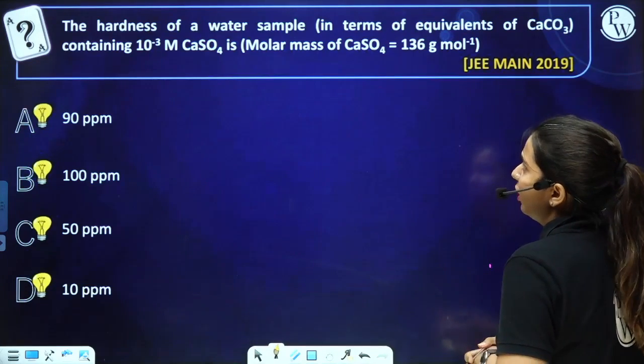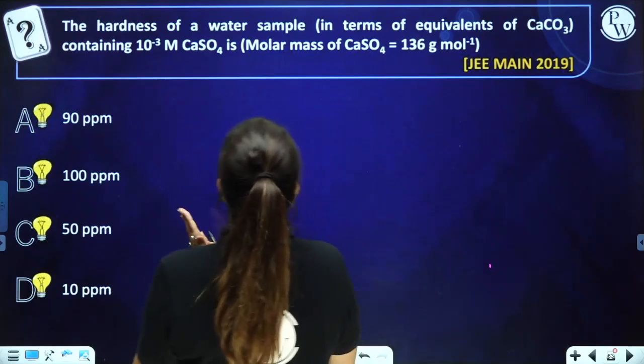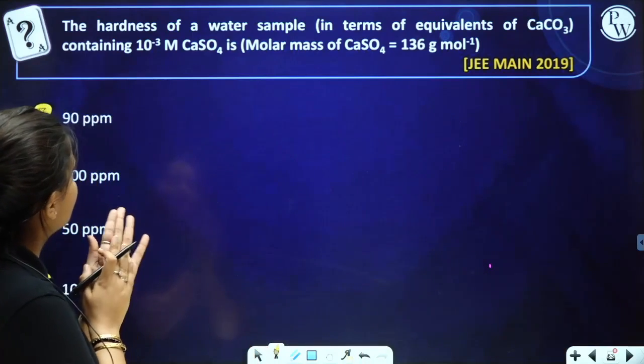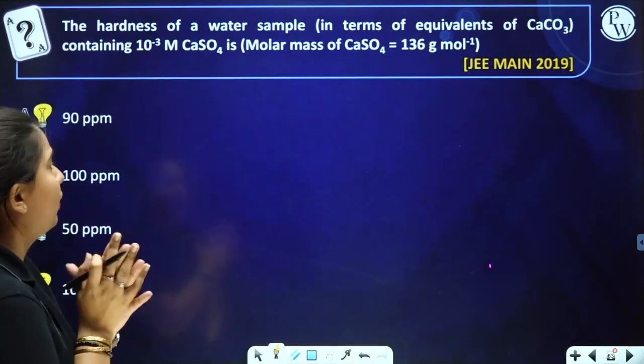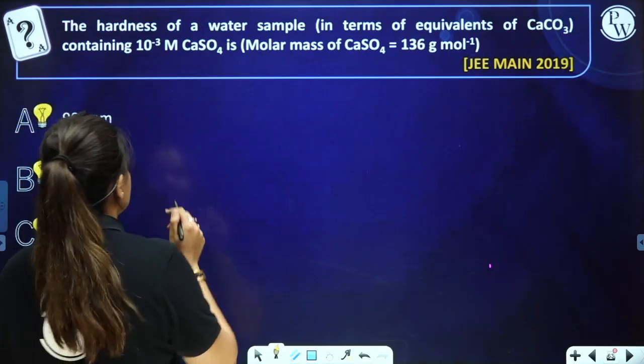The hardness of a water sample containing 10 to the power minus 3 M calcium sulfate is. So you have to express here the hardness again, no problem.